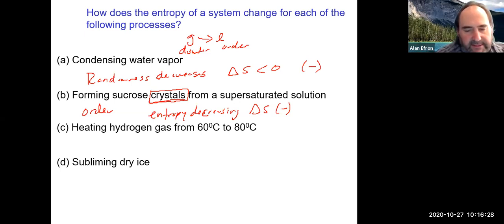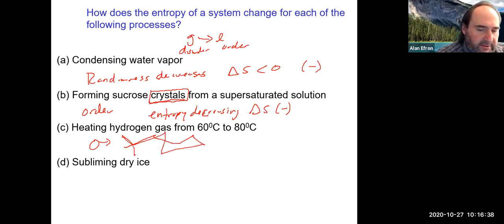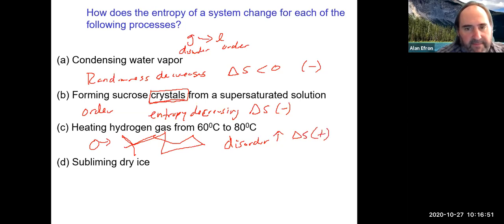Heating hydrogen gas from 60 to 80. We're still staying in the gas phase here, but by increasing the temperature, we would expect the velocity of that gas to be greater, and it will start flying around a lot faster. That should cause a lot more disorder, so disorder will increase here, and that means our delta S should be a positive number in this particular case.